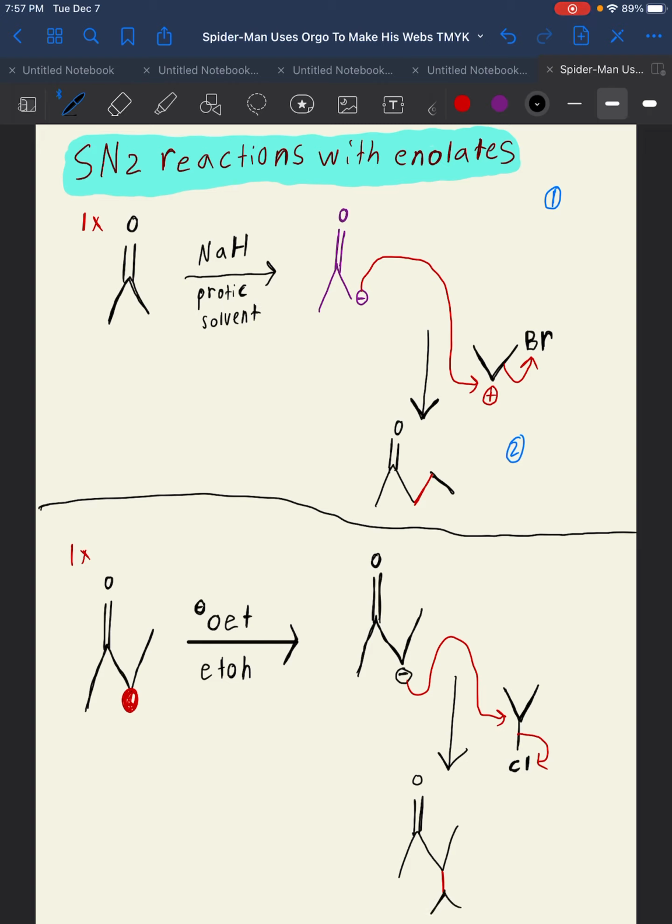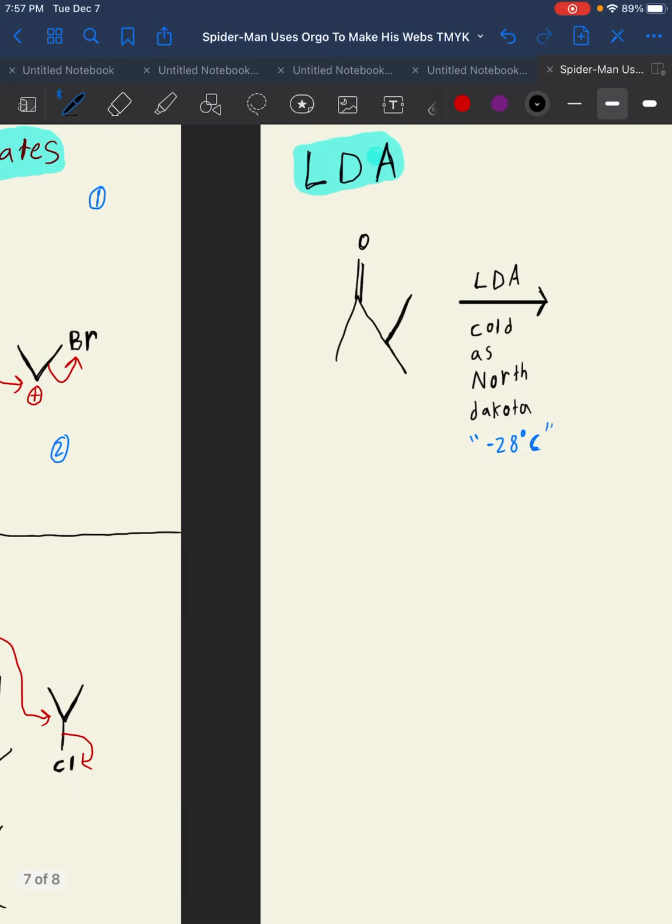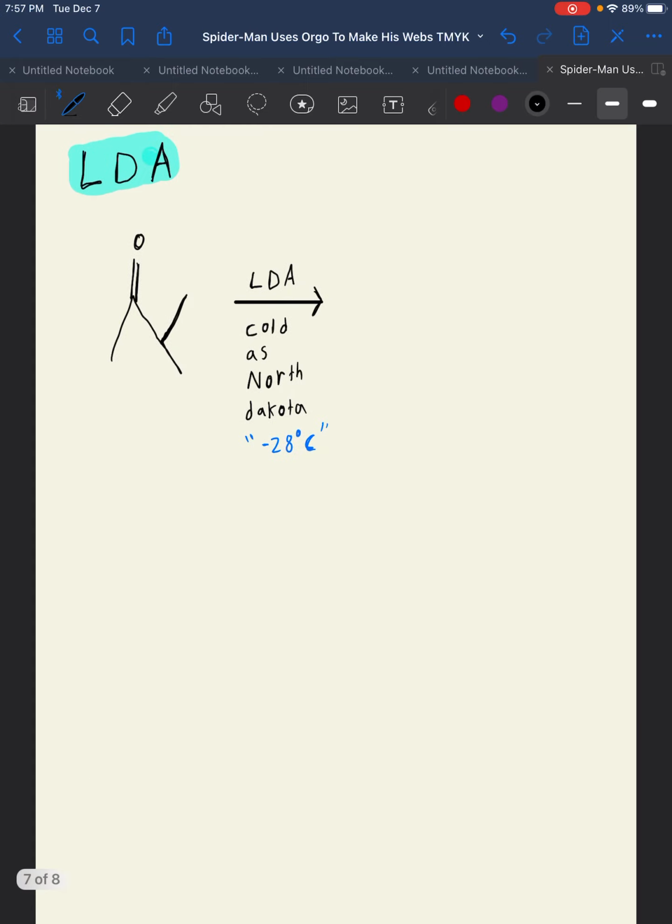So as you can see, these aren't too hard. These are the basics, but it's best to know the basics before you actually start getting into some of the complex reactions. And now then, looking at LDA.